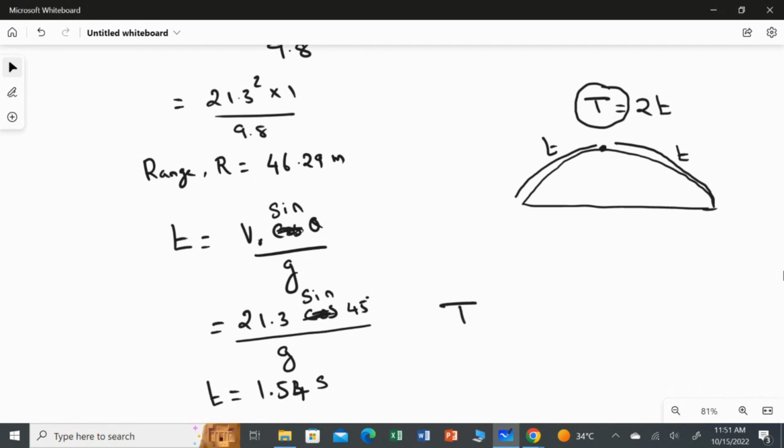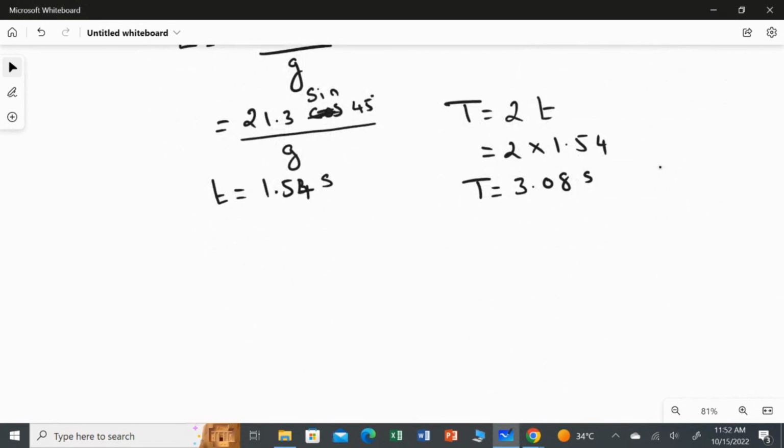So what's the total time of flight? 2 times t, which gives you the answer of 2 multiplied by 1.54. So 2 multiplied by small t 1.54 gives the value of 3.08. So the total time of flight the ball takes is 3.08 seconds. Now we got both answers.